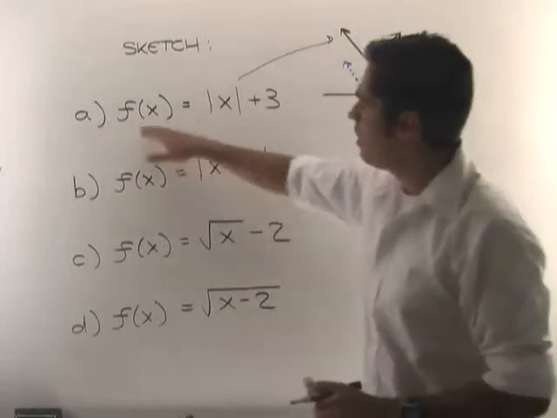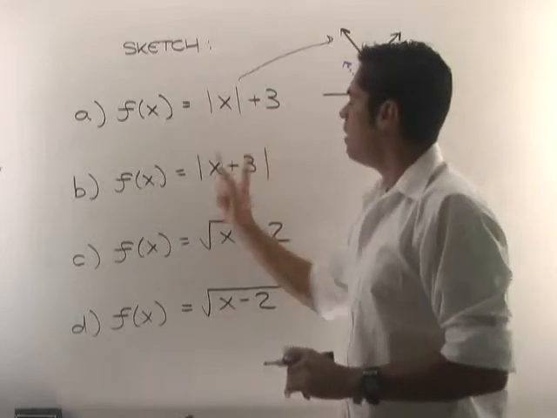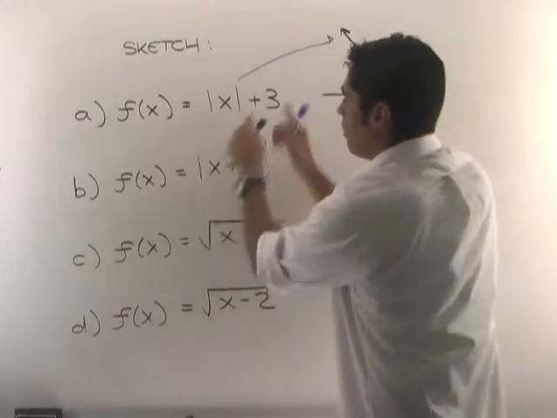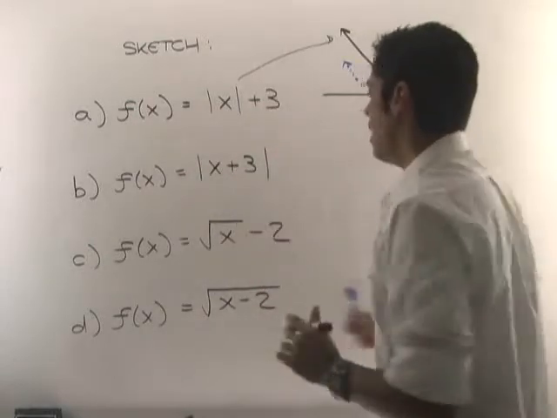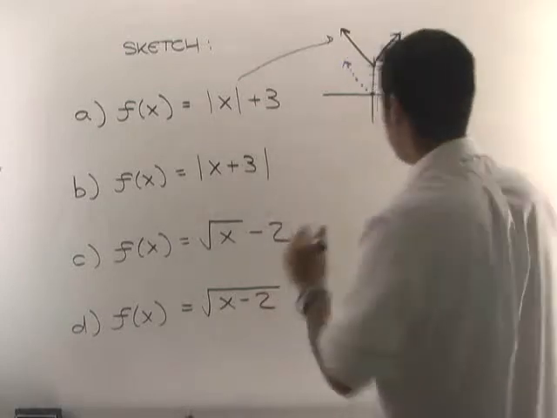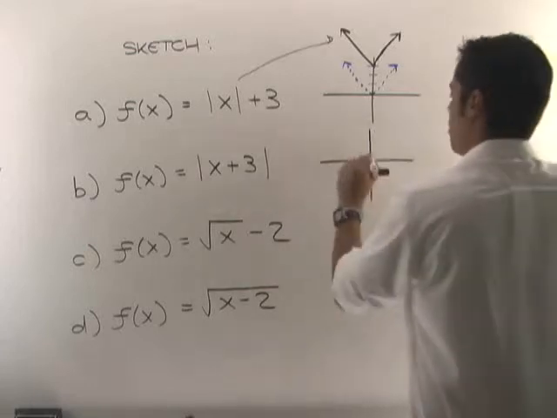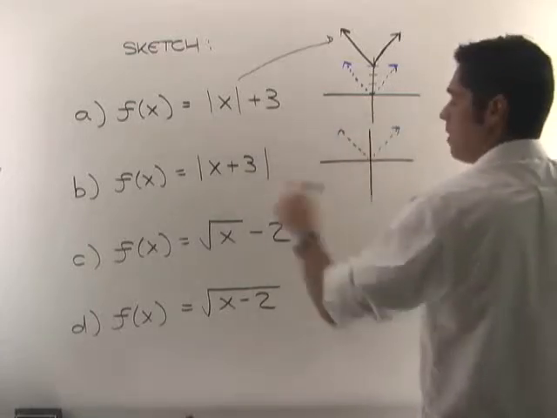Now what's the difference between a and b? Well, it's still an absolute value function, so we still know it's a V, but because the 3 is being added inside the absolute value as opposed to outside, that's going to correspond to a horizontal shift. And horizontal shifts are opposite of what you would think. So I'm going to start off with our basic function. We know it's an absolute value. And now we shift it 3.